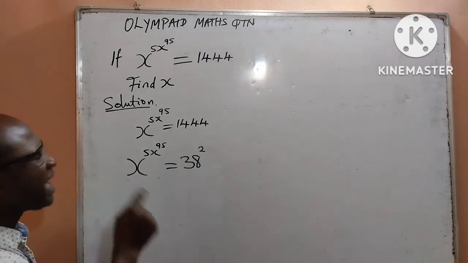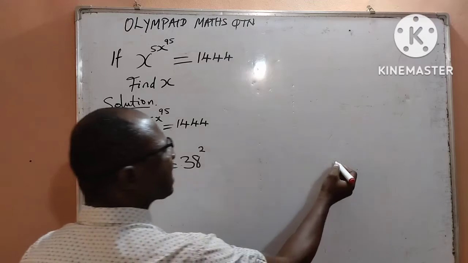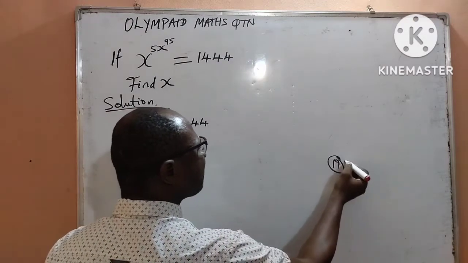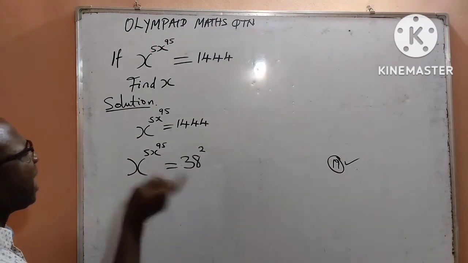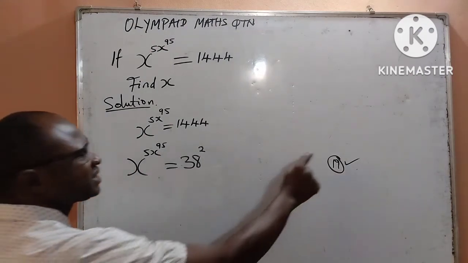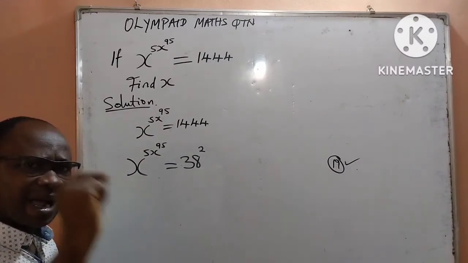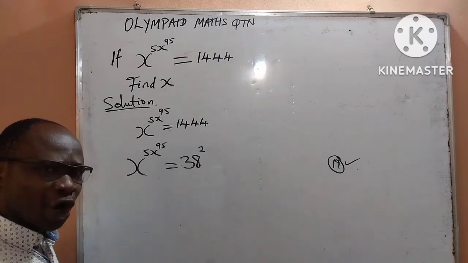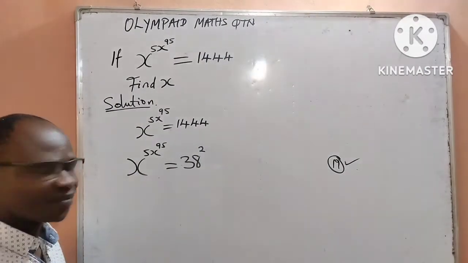I want to multiply both sides by 19. This number 19 will serve us a lot. I will multiply the powers, both sides of the powers, by this number 19. And that is where our problem becomes solved. Every other thing is just simplification.